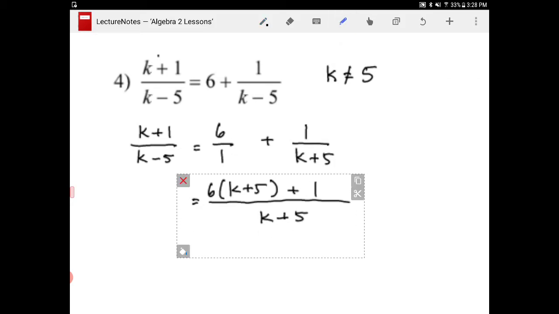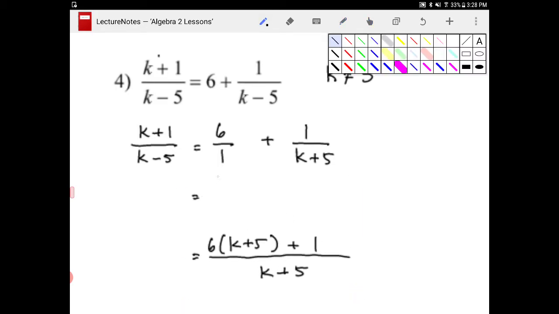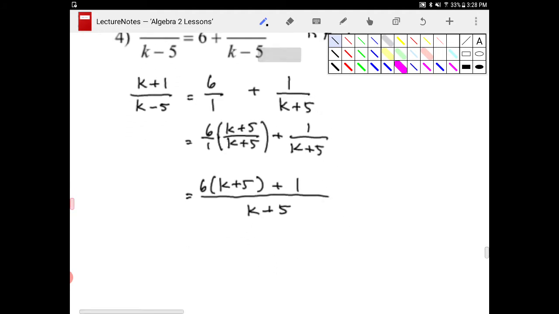Again, if what I just did was a little too fast for you, this is the same thing as k times k plus 5 over k plus 5, plus 1 over k plus 5. That was the transition. Anyway, this simplifies to 6k plus 30 plus 1 over k plus 5. And on the left-hand side, it's still k plus 1 over k plus 5.